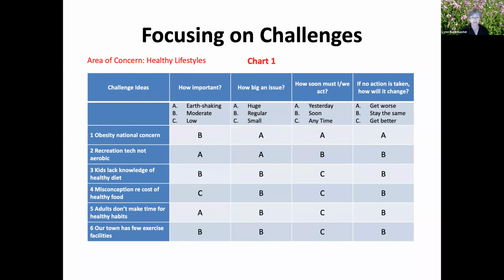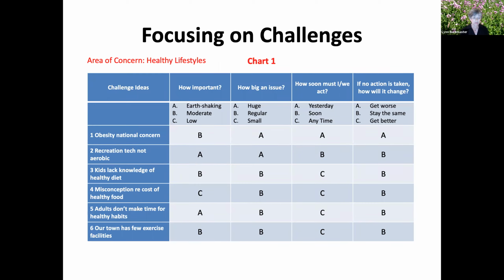And so chart 1, for each challenge idea, you're asking how important it is. Is it earth-shaking, moderate, or low? How big of an issue is it? Do you think it's huge, regular, or small? How soon must we act? We should have acted yesterday, or soon, or anytime. And if no action is taken, how will it change? It'll get worse, stay the same, or get better. So you can just take a look.